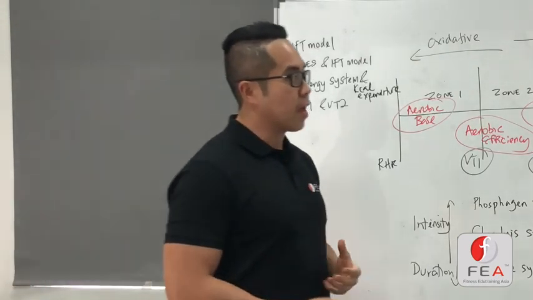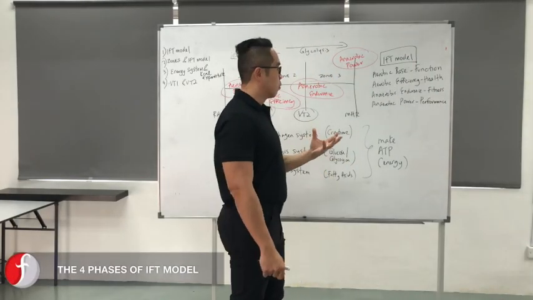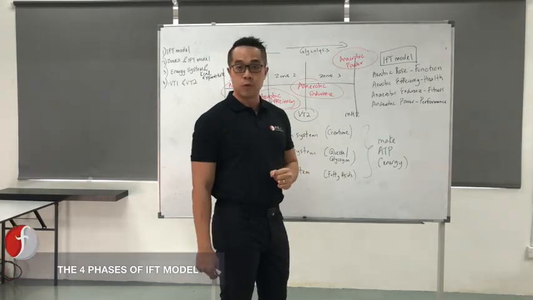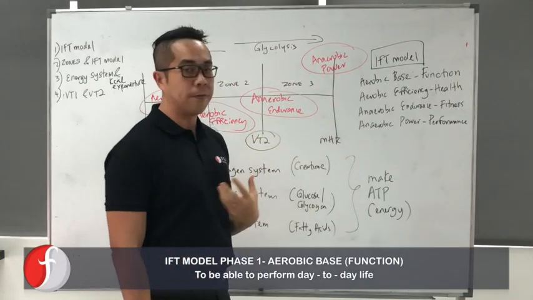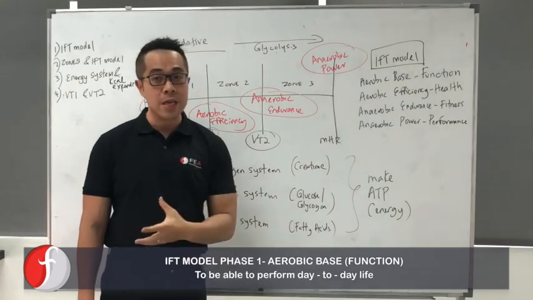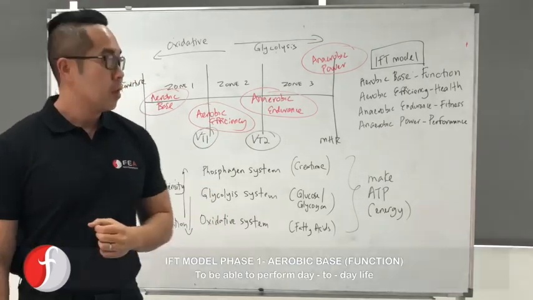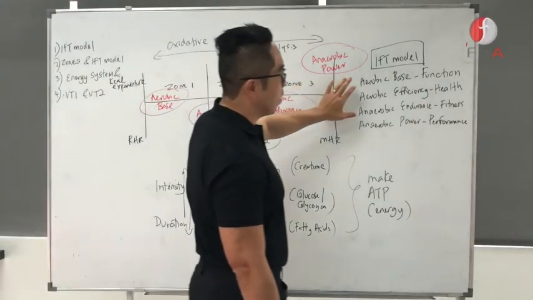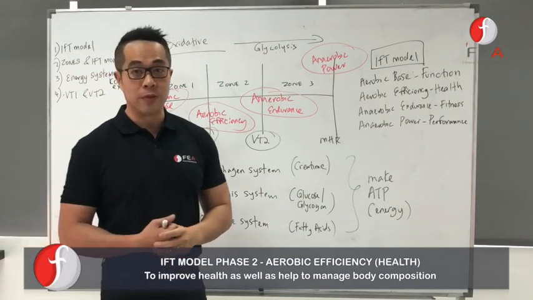Now, if you look at the ACE IFT model, there are four phases altogether, working with clients with different goals. So let's look at this. If you look at the aerobic phase as the first one, it helps to improve function. What function actually means is to be able to perform day-to-day life. Number two will be aerobic efficiency. It aims to improve health as well as help to manage body composition.